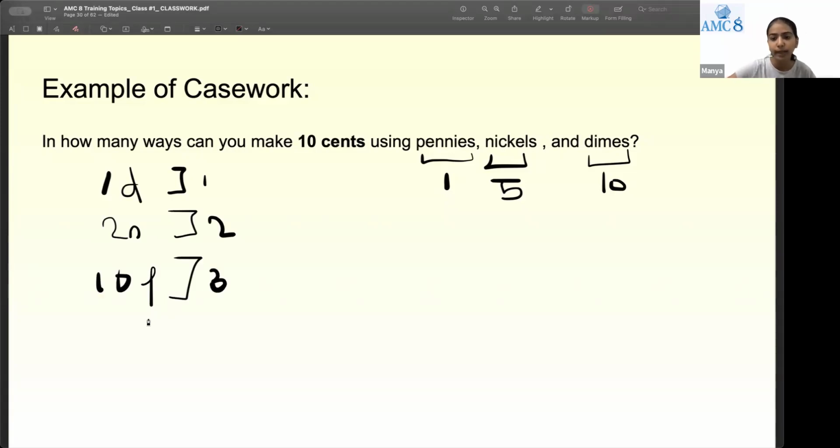Suppose that you have 1 nickel. That would be equal to 5 cents, right? But then how would you make the other 5 cents? You can use another nickel, but we already have 2 nickels listed. You can do 1 nickel and 5 pennies. That would also work. That's our 4th way to do this. And so since there's 4 ways, our answer would just be 4 ways.